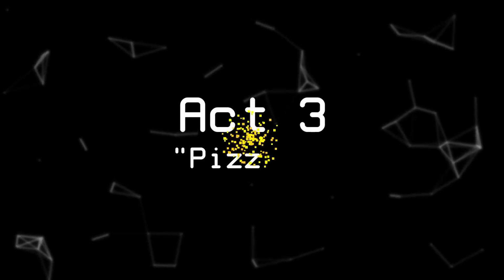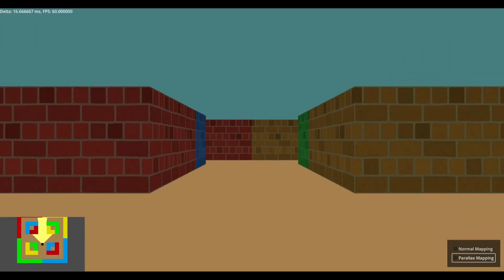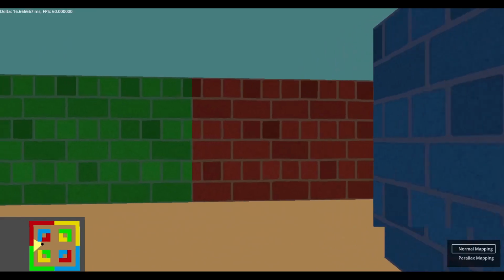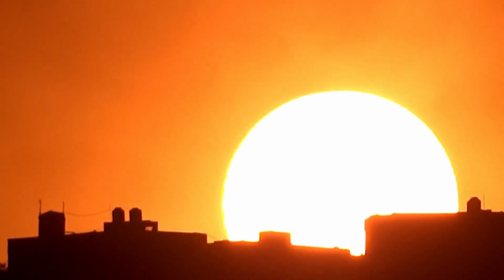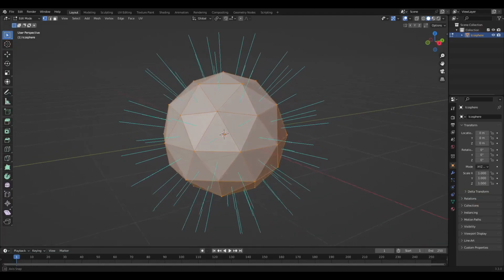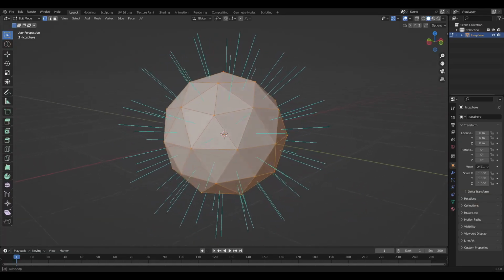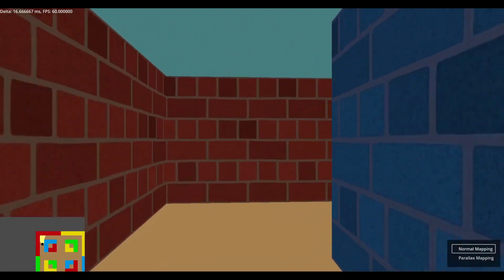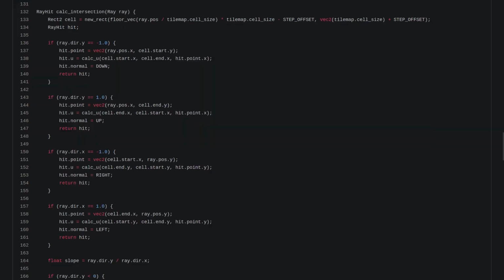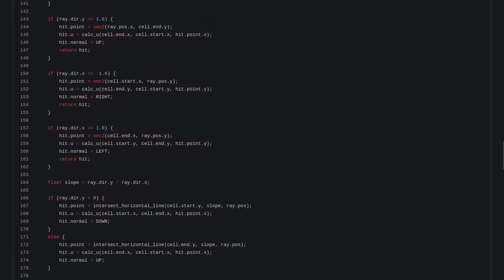Act 3. Pizzazz. Now that the base rendering algorithm is functional and efficient, we can start having some fun with texturing. First up, lighting. To perform lighting we need two components, the light and the surface normal. A normal vector is, frankly, an odd name to describe which direction a surface is facing. In our maze, the walls are the surfaces, and they can only face in one of four directions, so we can simply assign the normal vectors in a similar way to the u-coordinates in the compute shader.